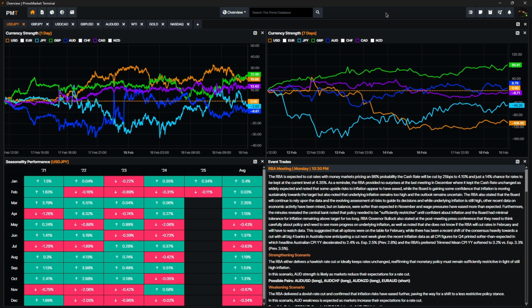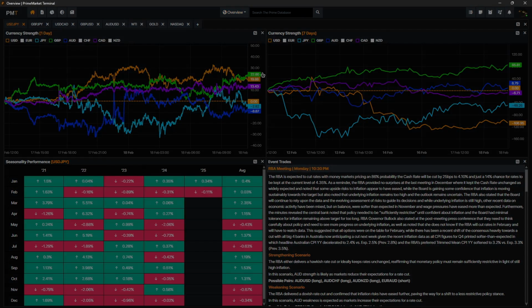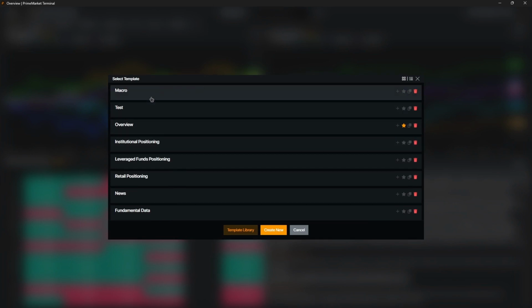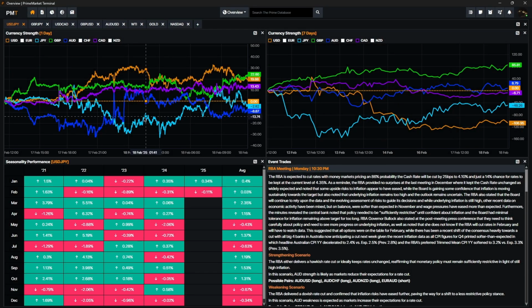So this software has templates that you can use, and I've made a lot of templates that I use. This template that you're looking at now is overview. As soon as I open Prime Market Terminal, this is the first thing that I see, and this is my custom made page. So we have two currency strength indexes, a 1 day and a 7 day.